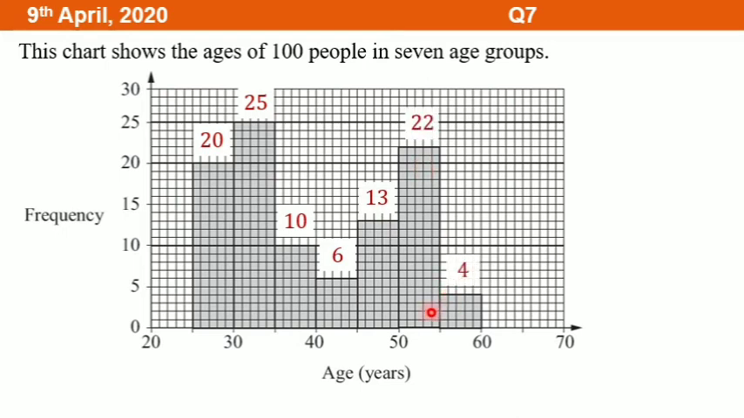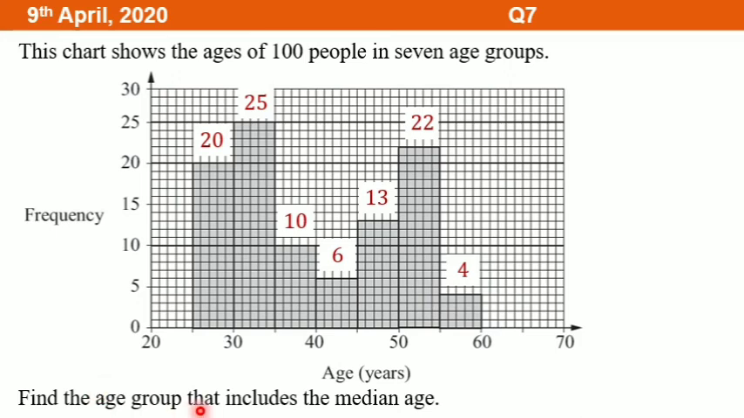Now what is the question? Find the age group that includes the median age. Before we answer the question, let us revise how to find the median. To find the median will be n plus 1 divided by 2. Remember, median is the middle one. How many people are there in total? 100. So it will be 100 plus 1, which is 101, divided by 2. How many is 101 divided by 2? It will be 50.5, right?